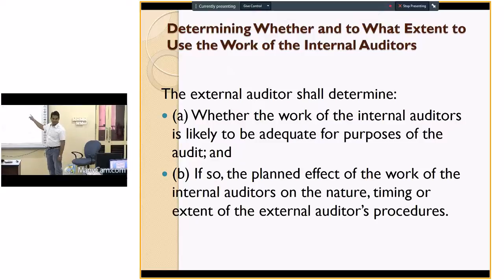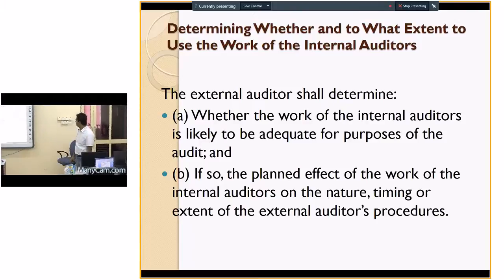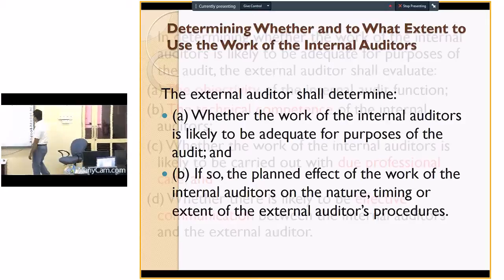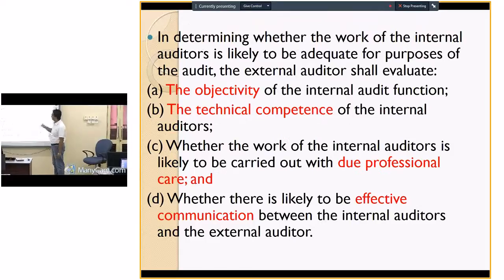Again, this is what we discussed, to use the work of the internal auditors. The external auditor shall determine whether the work of the internal auditors is likely to be adequate for the purpose of the audit, and if so, plan the effect of the work of the internal auditors on the nature, timing and or extent of the external auditor's procedures. This is what we discussed, the objective of the audit function.